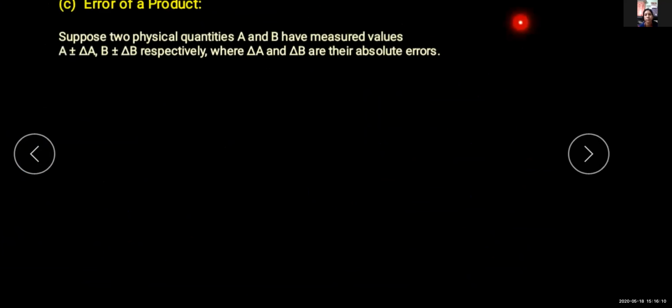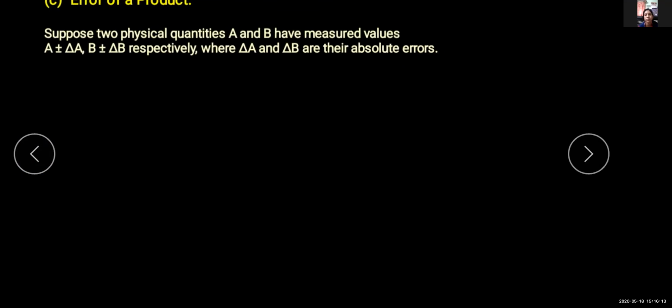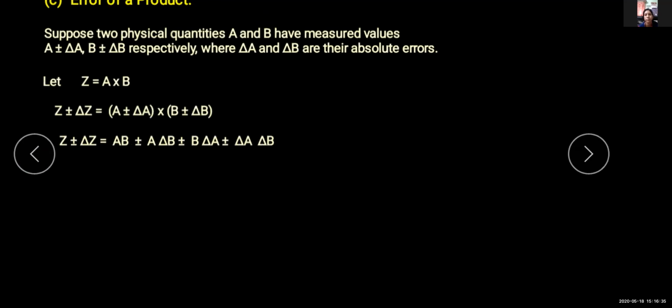Now error in product. Suppose we have two quantities A and B. They have measured values A plus minus delta A, B plus minus delta B respectively, where delta A and delta B are their absolute errors. Okay, so let Z equal to A multiplied by B. Z plus delta Z equal to A plus minus delta A multiplied by B plus minus delta B. So on multiplying this equation, we will get AB plus minus A delta B plus minus B delta A plus minus A delta B.